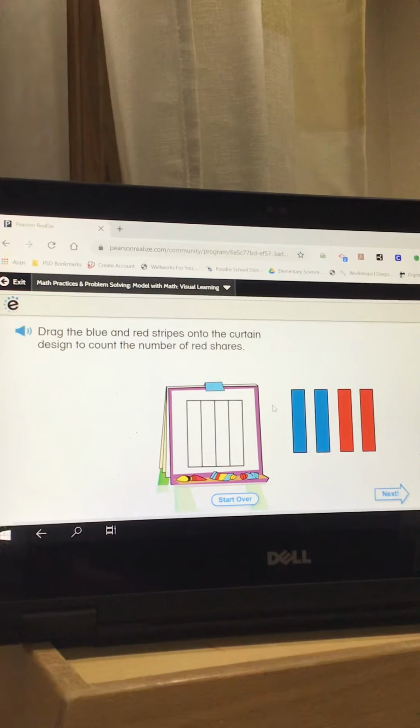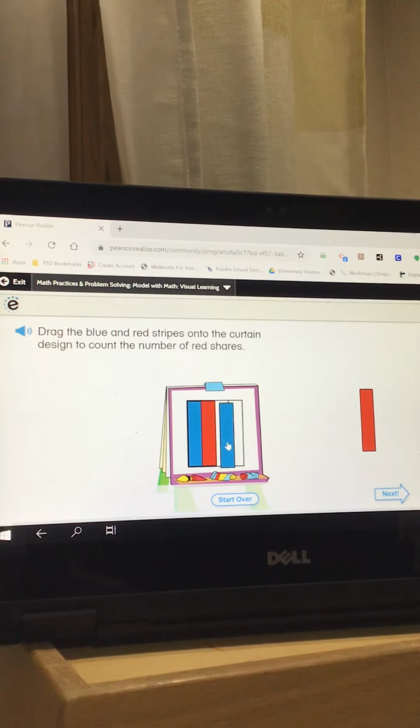Drag the blue and red stripes onto the curtain to design the curtain design to count the number of red shares. My goodness. Now you know how much I love patterns, and since we're not doing our calendar every morning anymore, I'm going to make my own pattern. I'm going to make an AB pattern. Those would be some cool curtains.